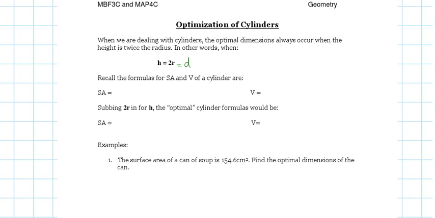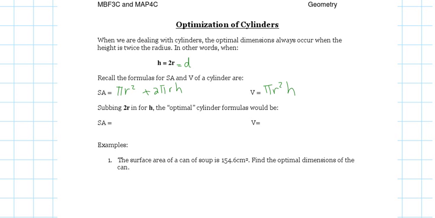Pi r squared. No, the surface area. Pi r squared plus 2 pi r h. Okay. Now, what is the volume? Pi r squared times the height. Good.